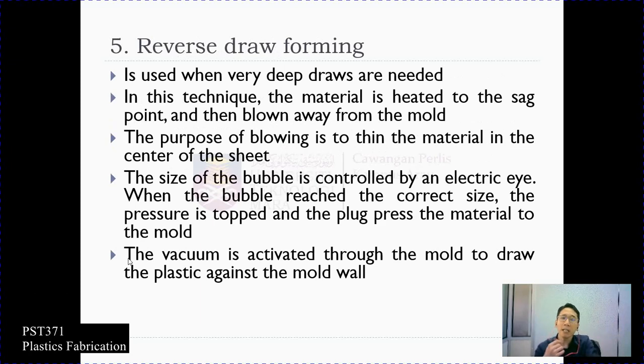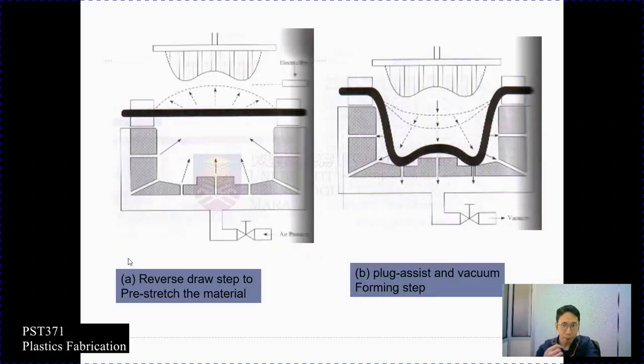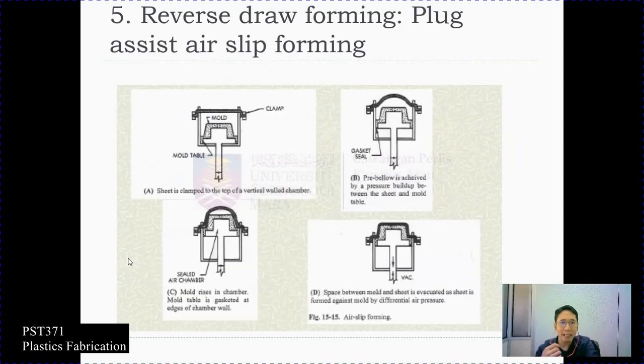Okay, and then the fifth technique is the reverse draw forming. It's used when very deep draws are needed. In this technique, the material is heated to sag point and then blown away from the mold. The purpose of blowing is to thin the material in the center of the sheet. The size of the bubble is controlled by an electric eye. When the bubble reaches the correct size, the pressure is stopped and the plug presses the material into the mold. The vacuum is activated through the mold to draw plastic against the mold wall. So basically ini teknik dia macam mana. Okay, so I think I go with this one.